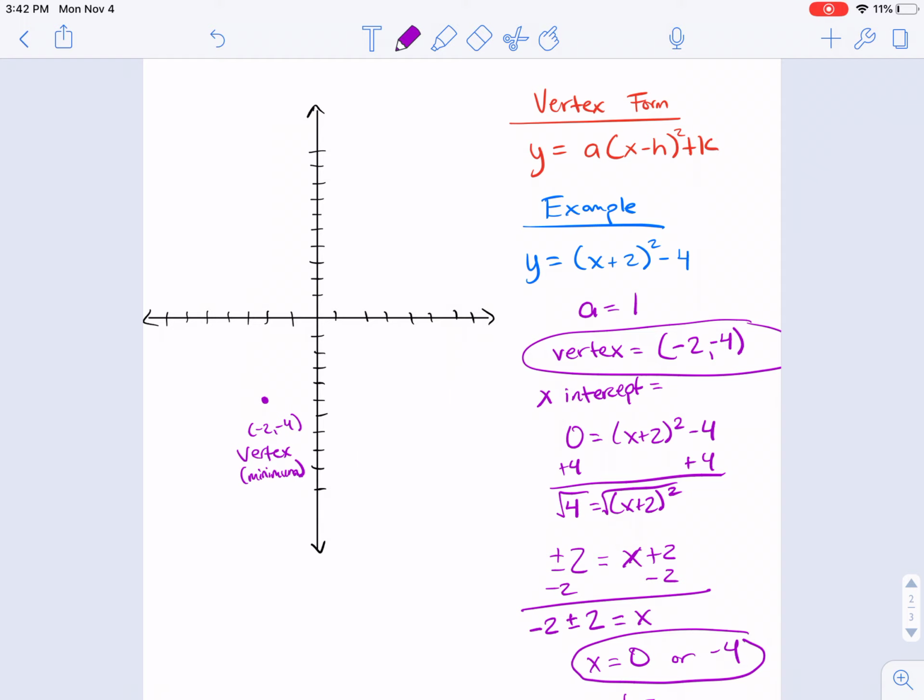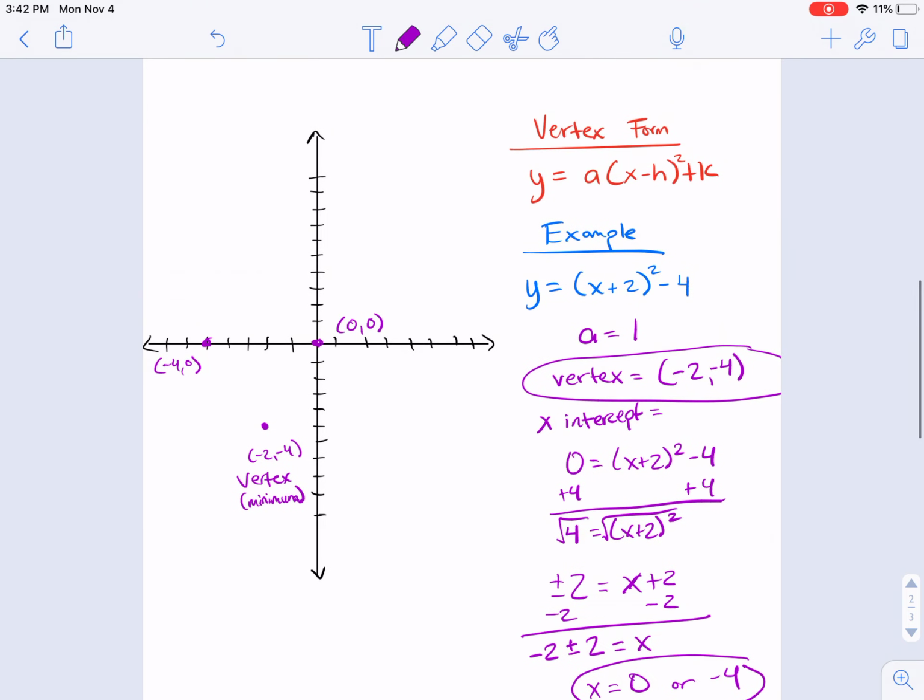The next 2 points I'm going to graph are going to be my x-intercepts. It says that it crosses the x-axis at 0, which is right here, and it crosses it at negative 4, which is right here. And so I'm going to go ahead and label those points. The x-coordinate is negative 4, the y-coordinate is 0. In this case, the x and y-coordinate happens to be 0. And then notice my y-intercept here is 0, which actually makes sense. My point going through the origin is not only crossing the x-axis, but it's crossing the y.